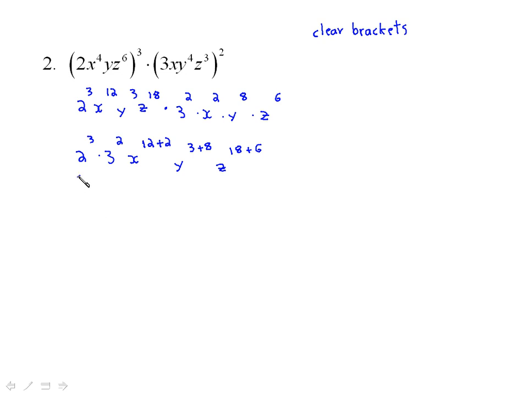2 to the 3 is 8, as I said, times 3 squared is 9, so that's going to give us 72, x to the 14, and then y to the 11, and then z to the 24. And that's all we can do. Very important that you're careful with these as you do them, because you cannot check your answers as you go. You have to do it right pretty much the first time. There's no reasonable answer for any of these.